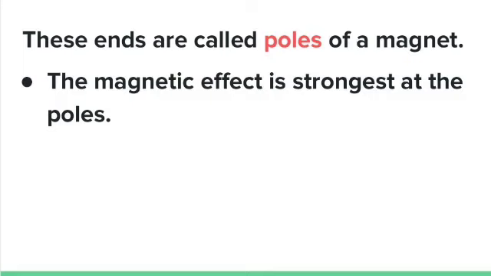And what is the reason why most of the iron filings stick to the ends, or the poles, of the magnet? Because of the magnetic effect, meaning because of the stronger magnetic effect. The magnetic effect is strongest at the poles. There are two poles, north pole and south pole. So the magnetic effect is strongest at the poles.